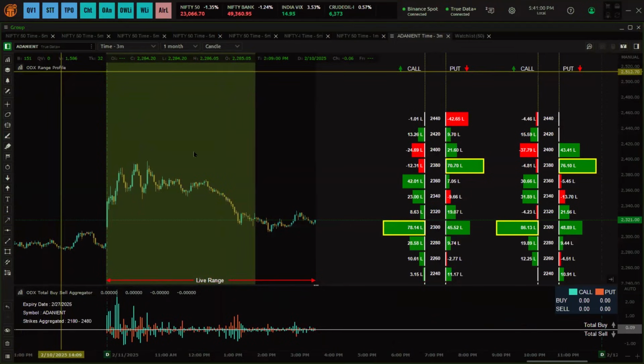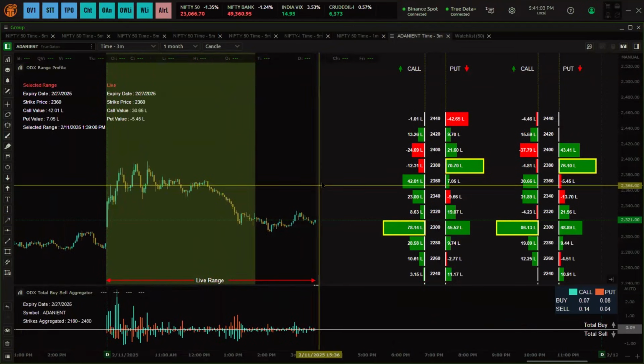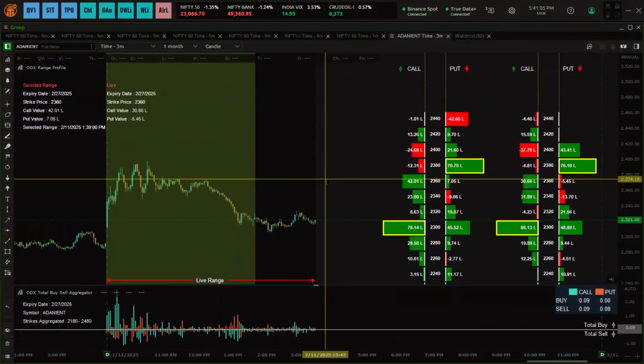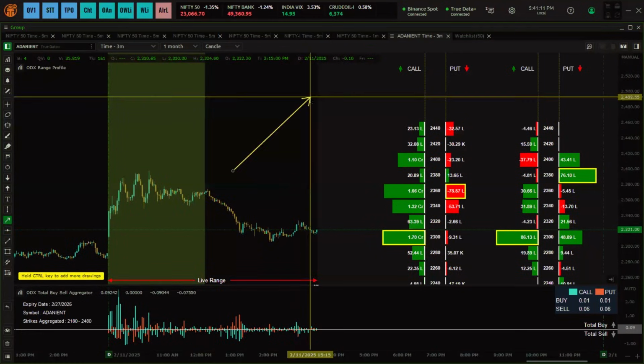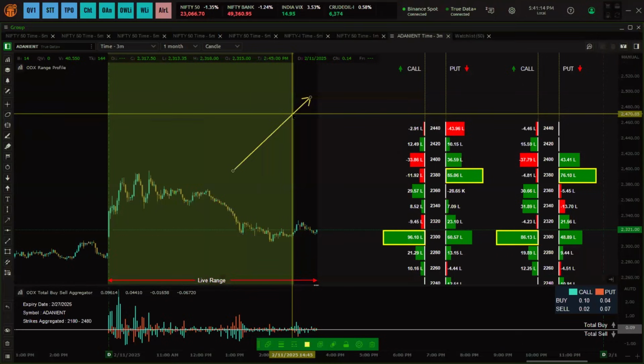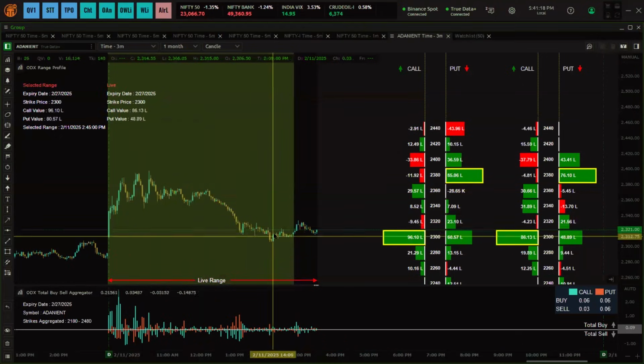Now the range profile is different from the ODX profile. Range profile is mostly used on the stocks, not on the index. You can use it on the index when the index is rallying, only one side, because the range profile helps you to understand the market when it is trending.